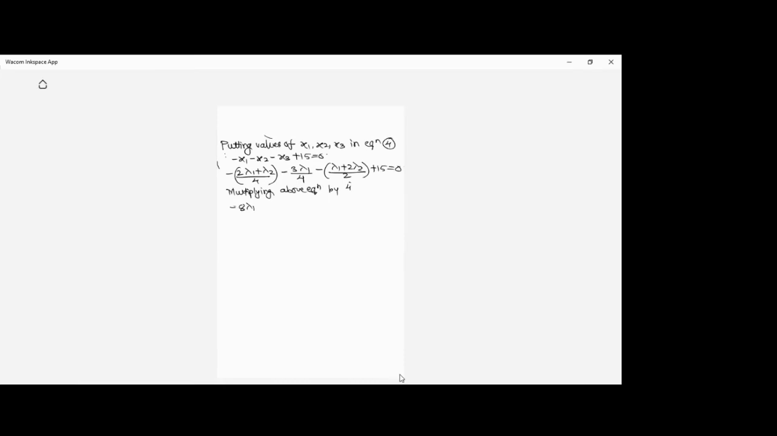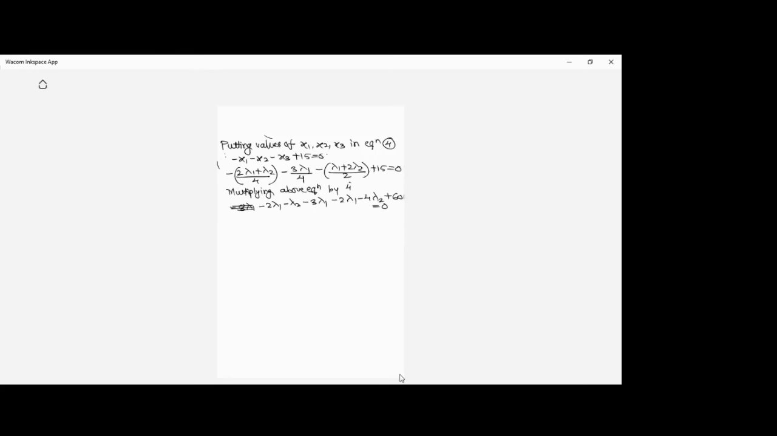Okay, the 4 will get cancelled here, right? So it will be minus 2 lambda 1 minus lambda 2 minus 3 lambda 1. Here it will be minus 2 lambda 1 minus 4 lambda 2 plus 15 for the 60 is equal to 0, right? So solving this equation properly.